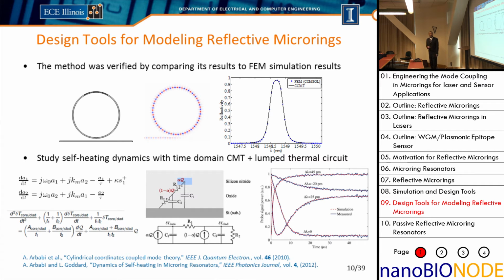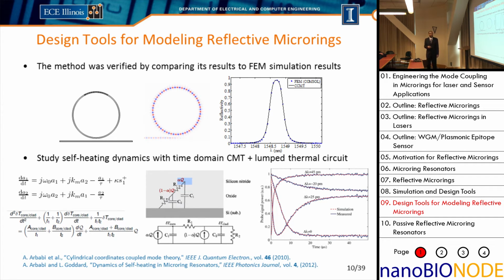So we wanted to study the self-heating dynamics that occur in microring resonators. Basically, as you send power into this microring, the amplitude builds up in strength because we have constructive interference. And with this increase in power circulating inside the ring, there's a tiny bit of absorption that causes heating of the ring, which changes the refractive index, which therefore shifts the resonances. So we wanted to study the time domain evolution of the optical properties of the ring.